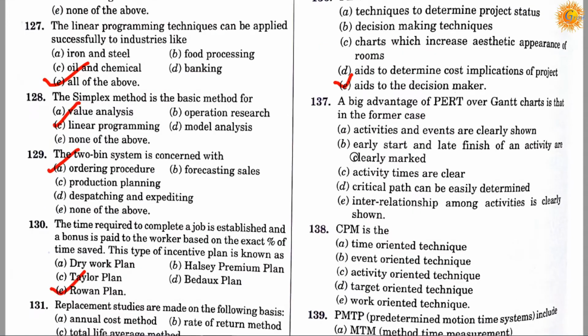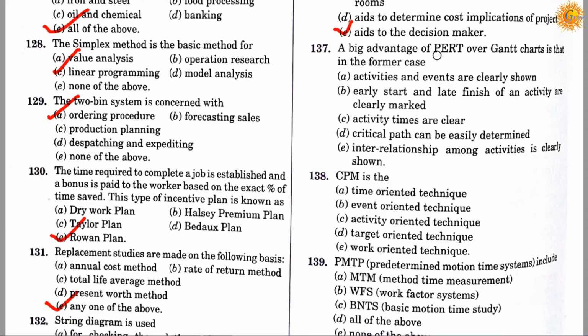Question number 137. A big advantage of PERT over Gantt chart is that in the former case, option A activities and events are clearly shown, option B early start and late finish of an activity are clearly marked, option C activity times are clear, option D critical path can be easily determined, option E interrelationship among activities is clearly shown. So the correct answer will be E. It means the biggest advantage of PERT over a Gantt chart is that in the former case the interrelationship among activities is clearly shown or visible.